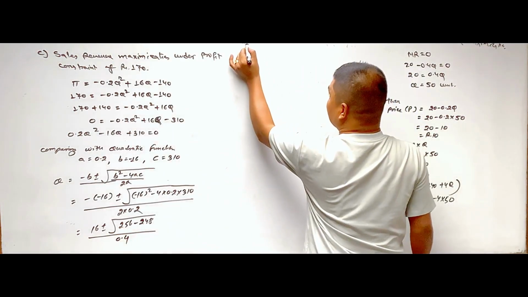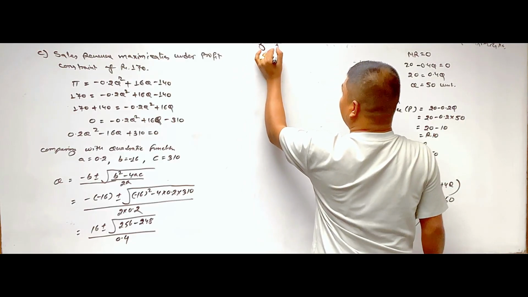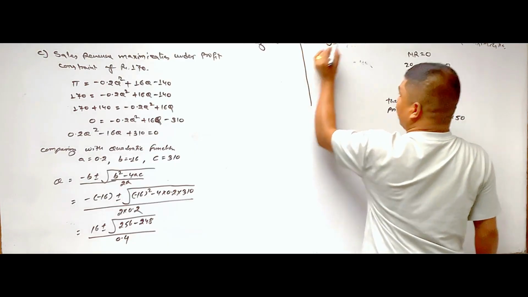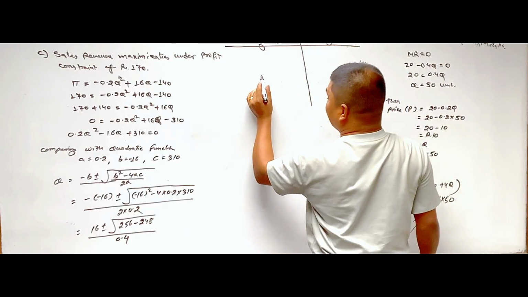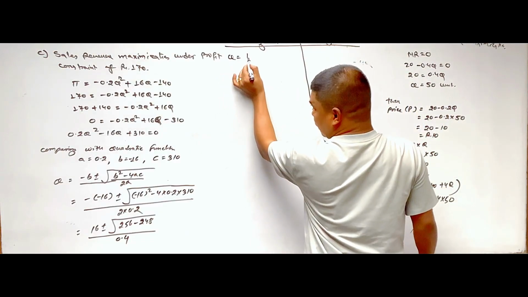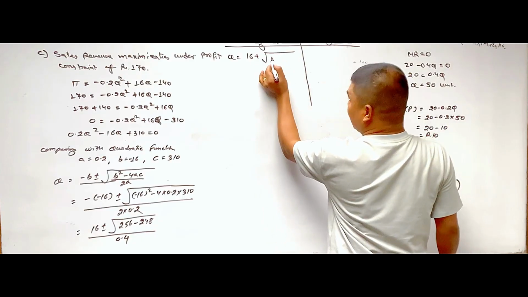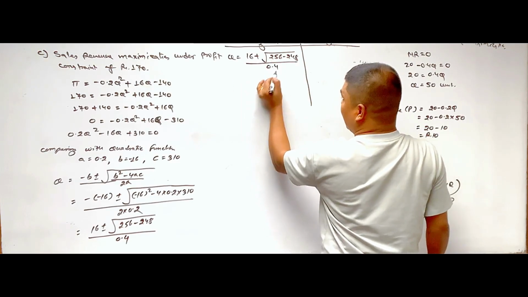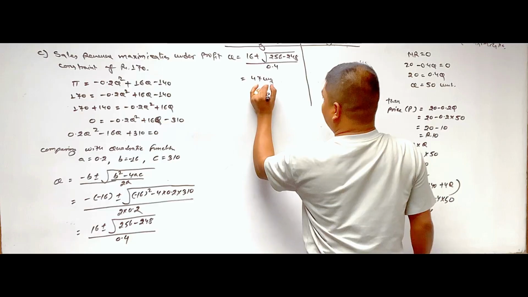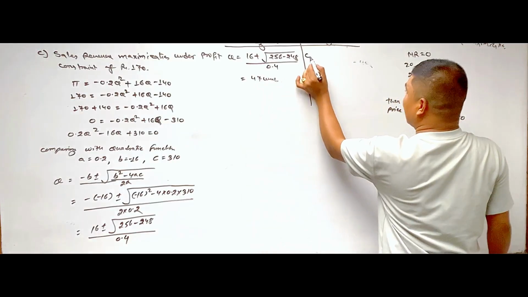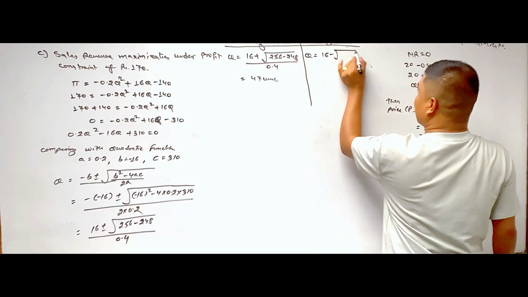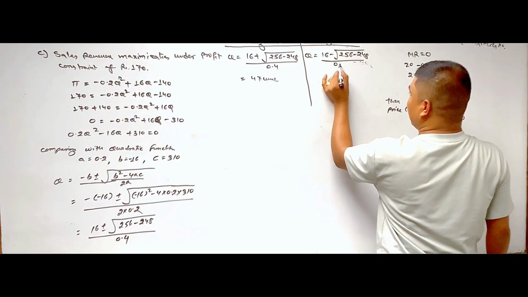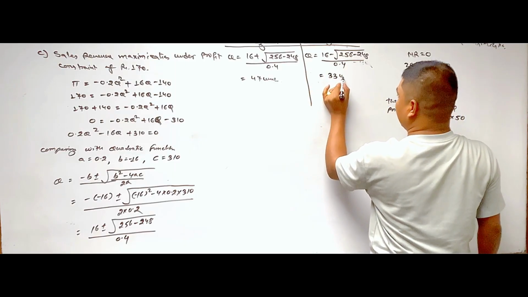Then taking positive and another part taking negative. From the side of taking positive, quantity equals 16 plus root under 256 minus 248 divided by 0.4. Then we get 47 units. In another part of taking negative, quantity equals 16 minus root under 256 minus 248 divided by 0.4. The result we get is 33 units.